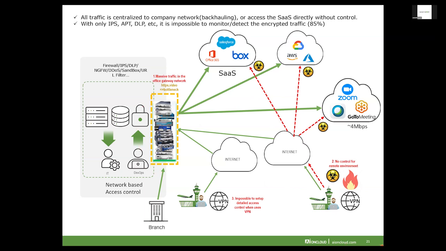The third is that using a VPN does not provide enough access control for users. It allows access to the entire internal network once a VPN connection is established, and the users are only authenticated one time. So that would be over here, this person using the VPN.